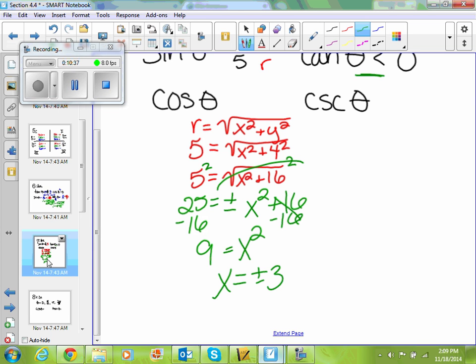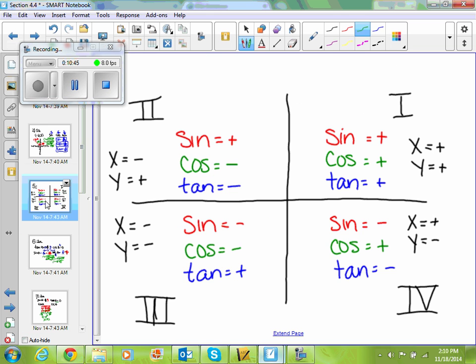So I know that tangent is going to be negative. I need to figure out when tangent is negative, what's going on with my x values. If I go back to my table, tangent is negative in both quadrant 2 and quadrant 4. But my sine value was positive, and so that puts me just in quadrant 2. And in quadrant 2, my x is negative, so I know x has to be negative 3. Everybody follow that train of thought?